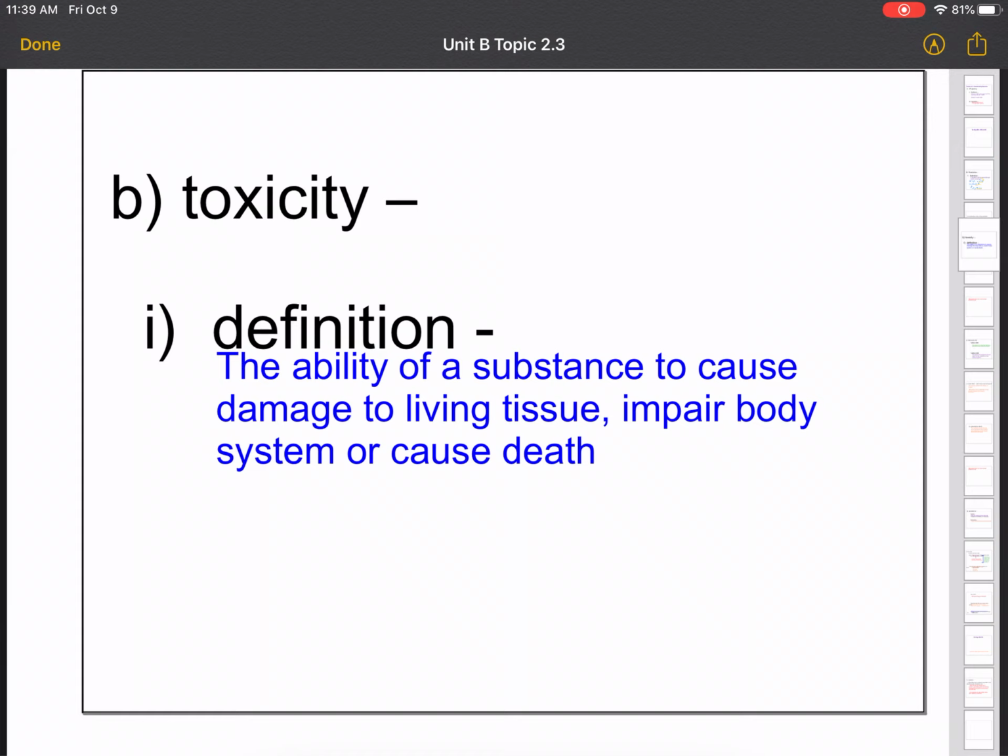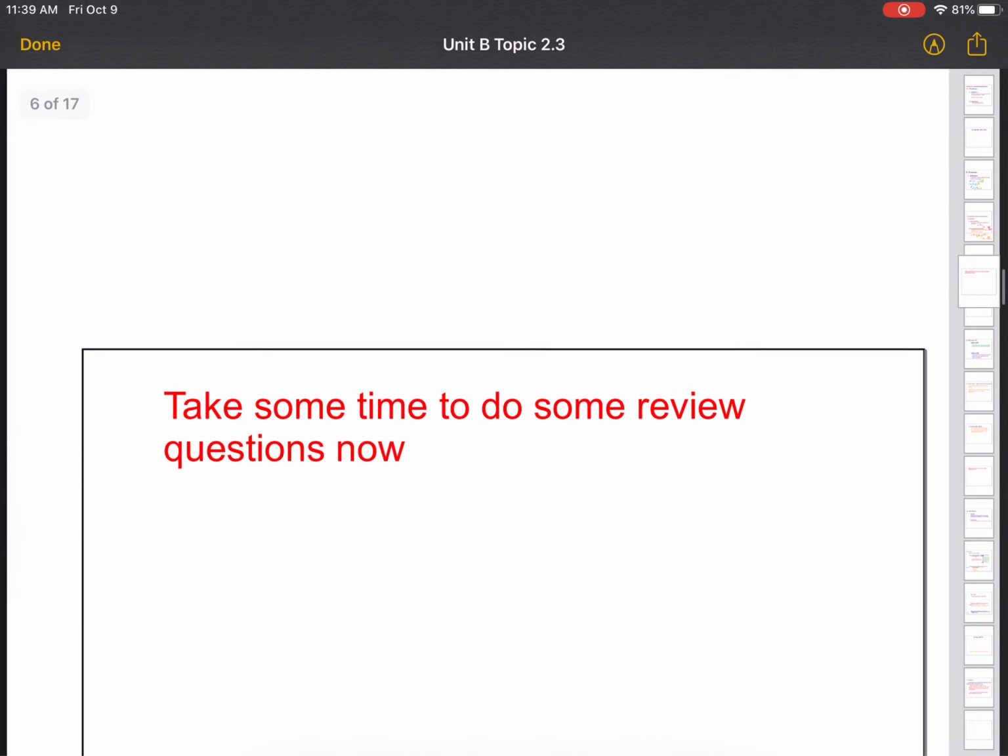Toxicity, the definition is the ability of a substance to cause damage to living tissue, impair body systems, or cause death. So something being very toxic, we already know what that basically is. If you ingest anything that's toxic, you are possibly gonna be sick, impair you in some way, or depending on how toxic it is, cause death.